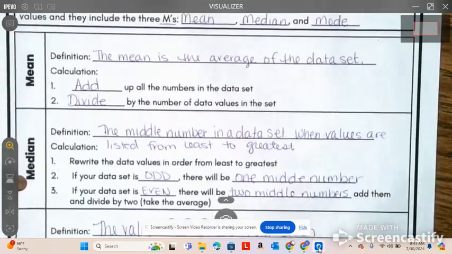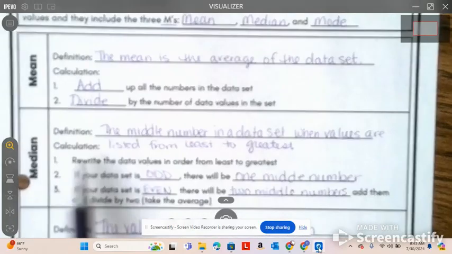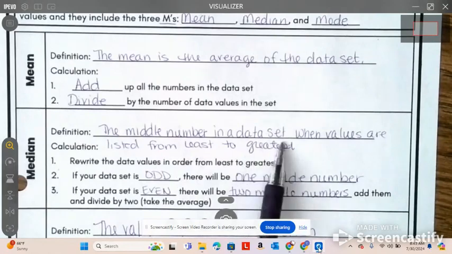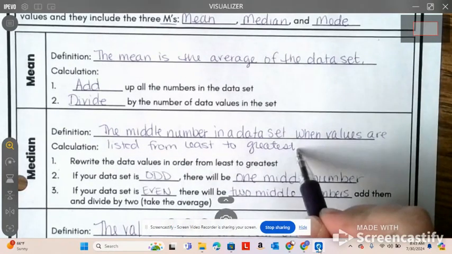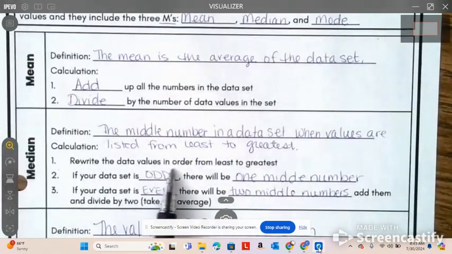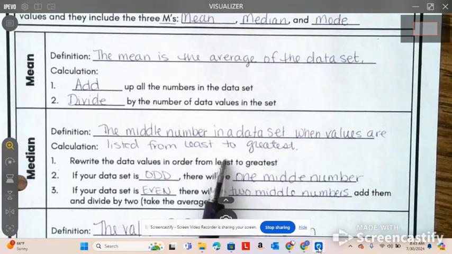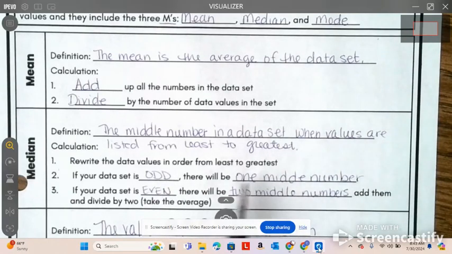The next M in the list of 3 M's is called median. Median is the middle number in a data set when values are listed from least to greatest. What this means is that you're going to rewrite the data values in order from least, meaning smallest, to greatest, meaning largest. If your data set is odd, meaning you have 3, 5, 7, 9, and so on numbers in the data set, you're already going to have a middle number. So you'll have one middle number.